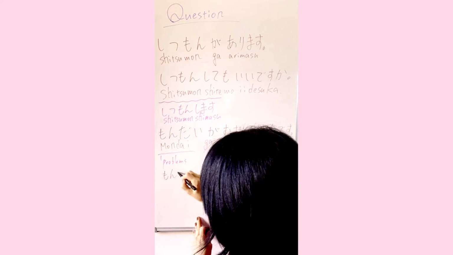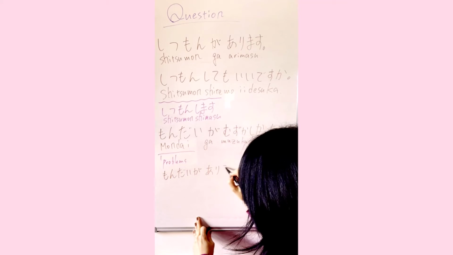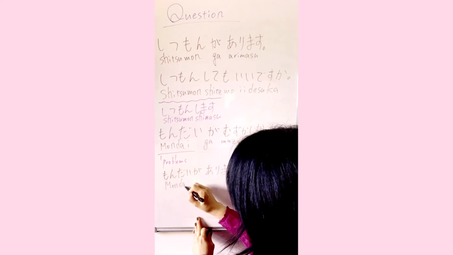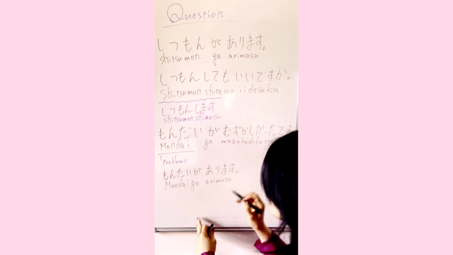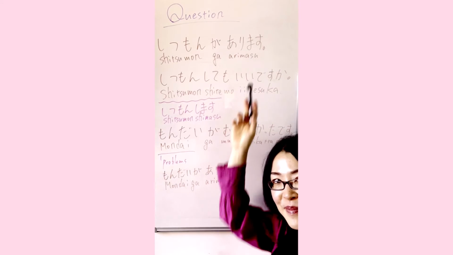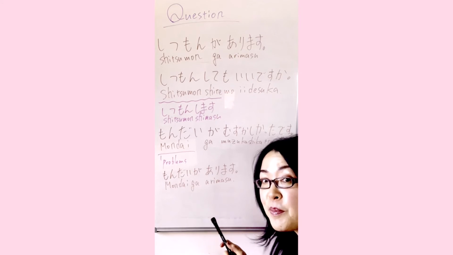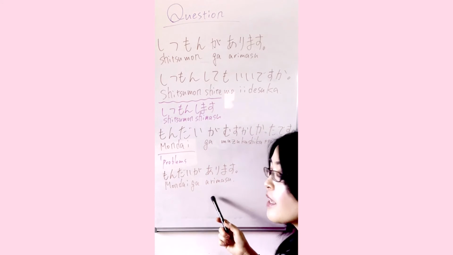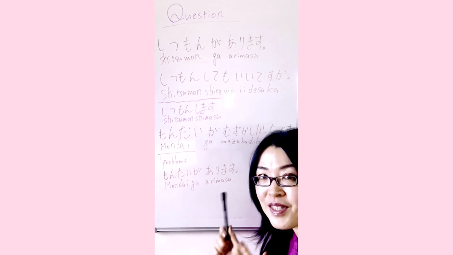問題があります。This sentence, があります, means there is, there are. So 問題があります means there are problems. Okay? I have problems or the situation has some problems. 問題があります。But 質問があります means I have questions. So that's different.